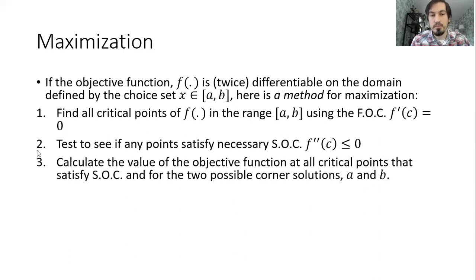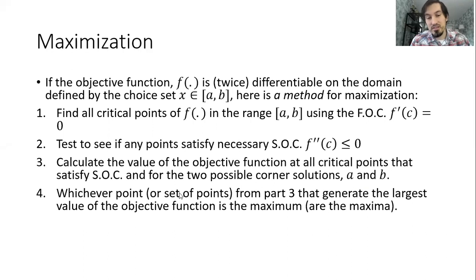So that's step two. Step three, this is kind of crude. You just calculate the value of the objective function at all critical points that satisfy the second order condition. You know what I mean by calculate the value of the objective function? I mean, you just plug it in for F. Whatever F is, you plug in the values and see what the objective function is. Do that for all the critical points that satisfy it, and the two corner solutions, A and B.